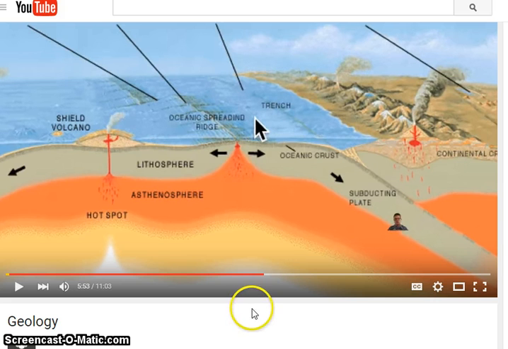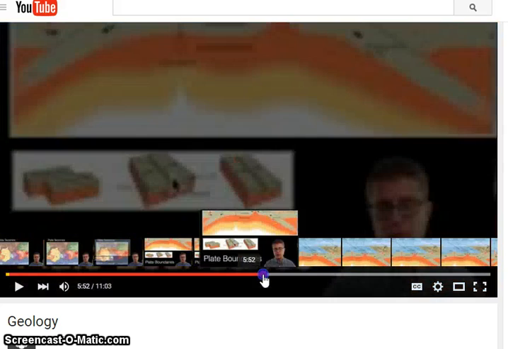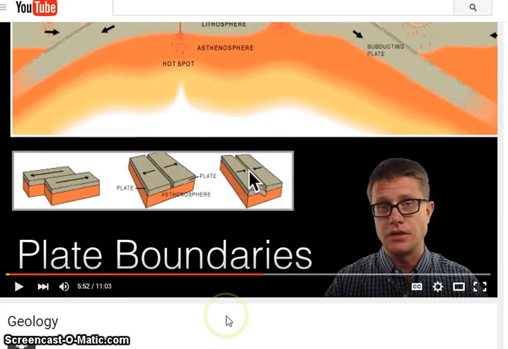Alright, so let's go back. I'm going to rewind us just a second here. And I want you to place, in big bold letters in your notebook, skip a line, and then in big bold letters write plate boundaries. And then right below that, I want you to add those three diagrams.